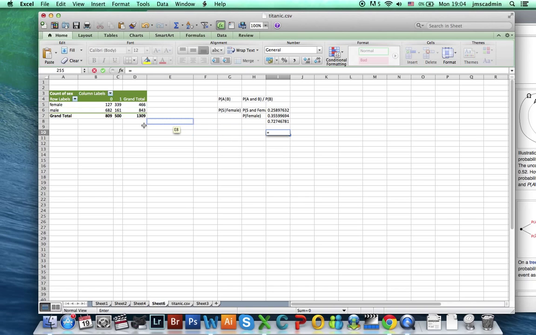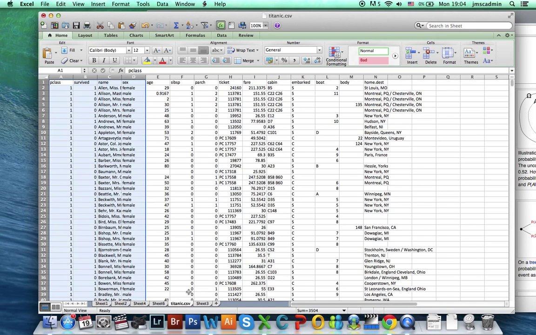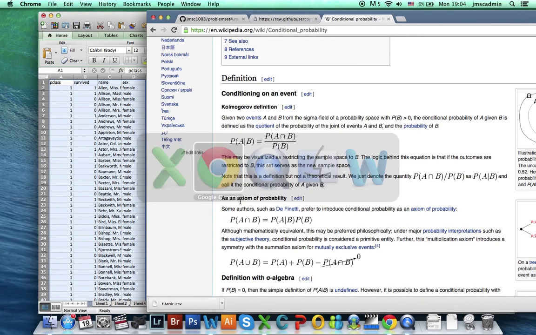It's actually equal to: given somebody is female, how many of them survive? So this number divided by this number. So the number is the same. So I want to show you that our method is equivalent. So this is the part on how to calculate the conditional probability.